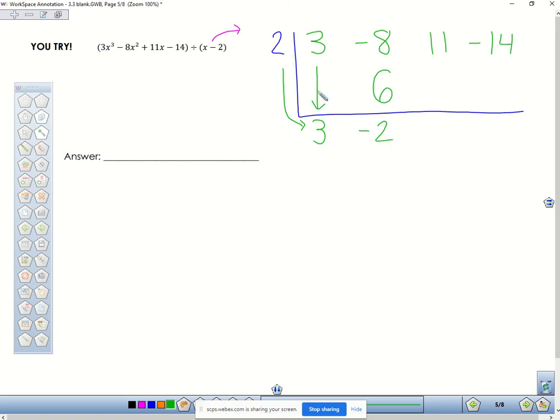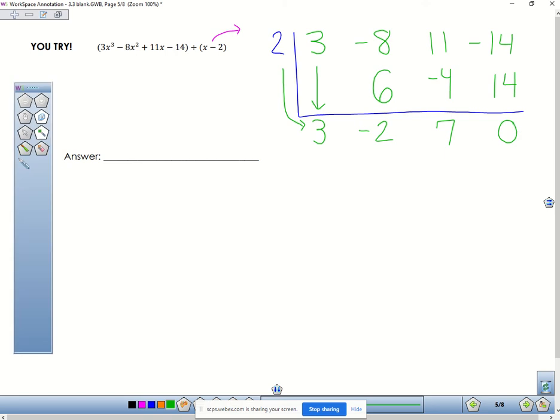Good, then we're going to multiply. What's 2 times negative 2? We're going to add. What's 11 plus a negative 4? 7. Good, then we're going to multiply. What's 2 times 7? 14. And then when I add at the end, I get? So my remainder in this case is 0, which means that my divisor and my quotient are both what to my dividend? Factors. Very good.